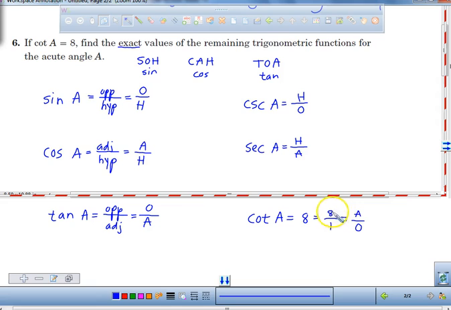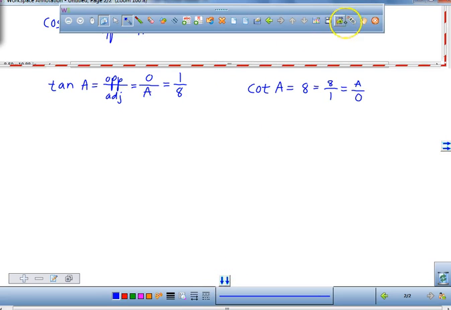So right now, if this is 8 over 1, automatically you know what tangent's going to be. What's the tangent going to be? 1 over 8. Now listen, that means my opposite side is a 1. My adjacent side is an 8 in relationship to angle A. So here's what I want you guys to do in your journal. You need to draw a picture.